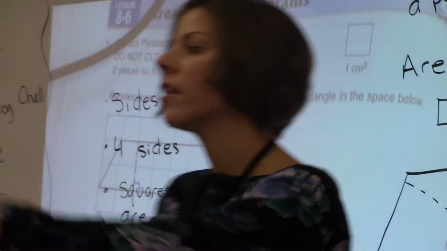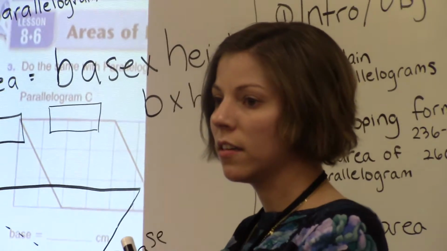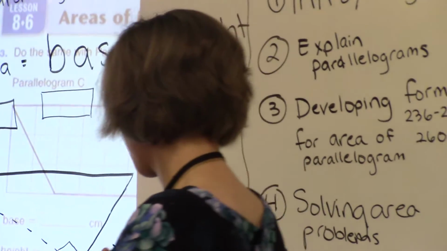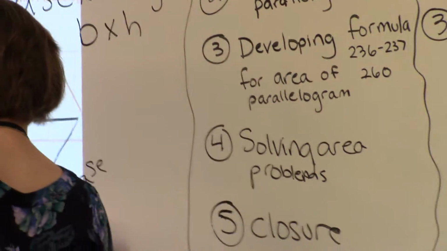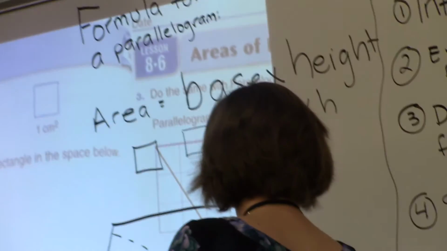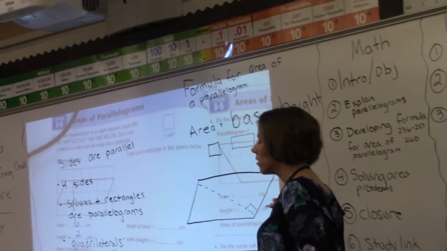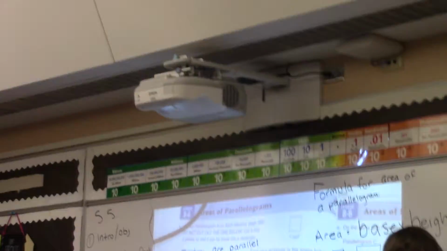How would I figure out what the area is using my formula that I have here, Naz? 6 times 2. Why 6 times 2? Because 6 is the base and 2 is the height. And so what is 6 times 2? JT, what's 6 times 2? 6 times 2 is 12.